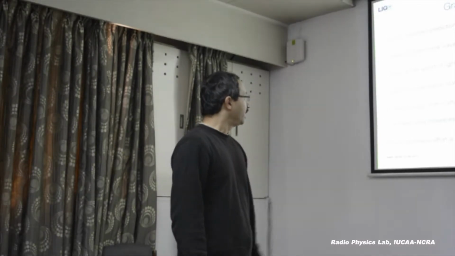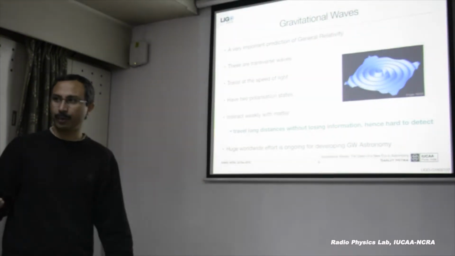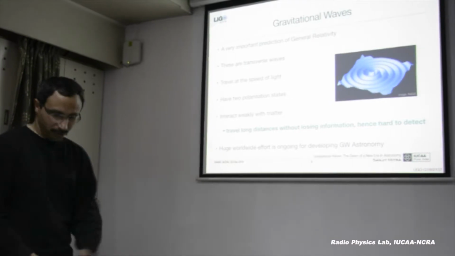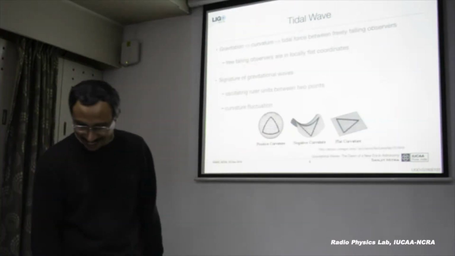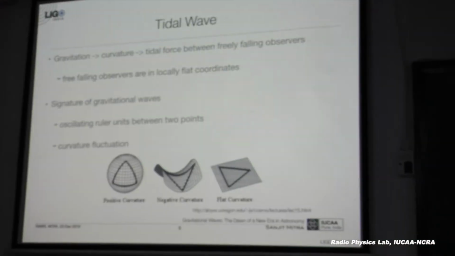Okay, so anyway, there is a lot of huge effort going on to develop GW astronomy. Now we have a detection, but then we have to develop the astronomy part. Of course, this is not going to work. Yeah. So, okay, I think I have told you about all these curvature fluctuations and so on.